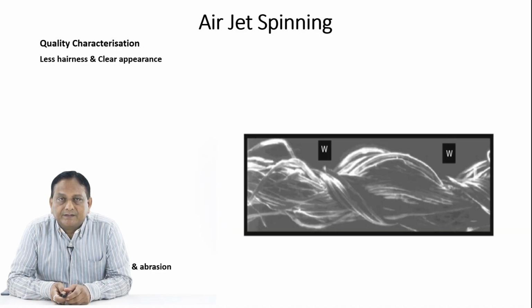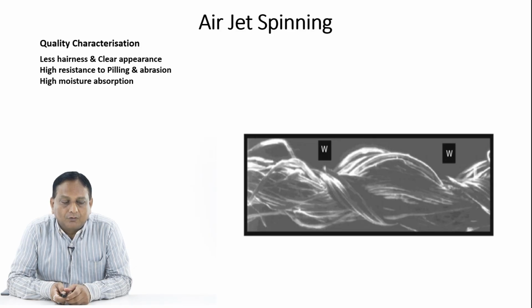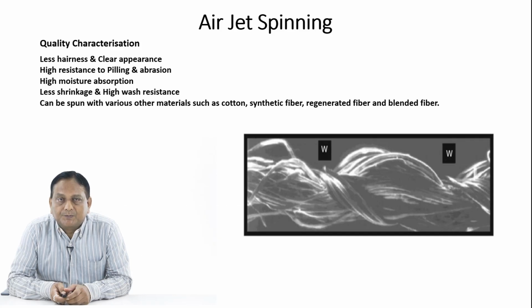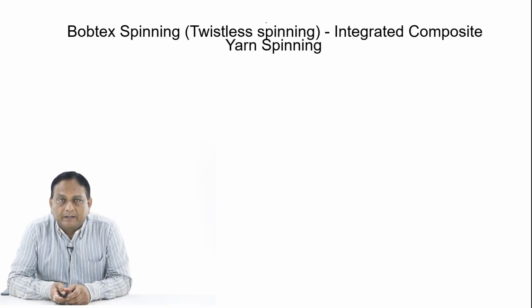And on the quality characterization: less hairiness and clear appearance, high resistance to peeling and abrasion, and high moisture absorption properties are also there. Less shrinkage and high wash resistance, and it can be spun with various materials such as cotton, synthetic and regenerated fibers and blended fibers. So these are the different qualities of air jet spinning, and the structure is also suitable as core yarn. These are the different properties narrated here.